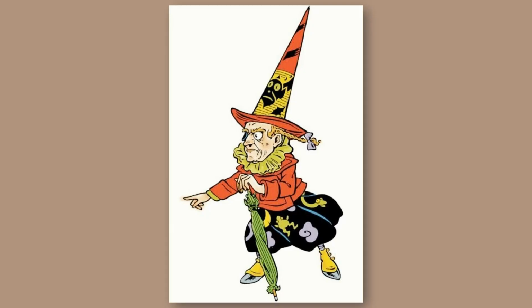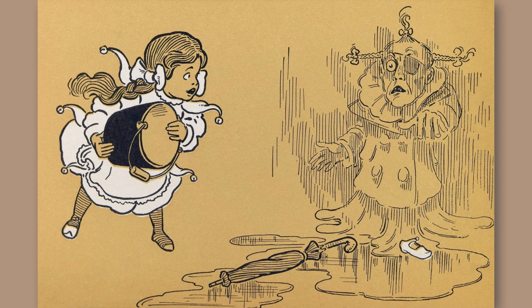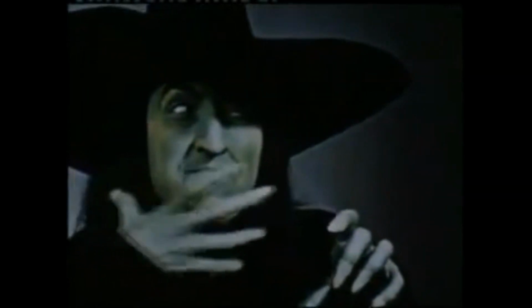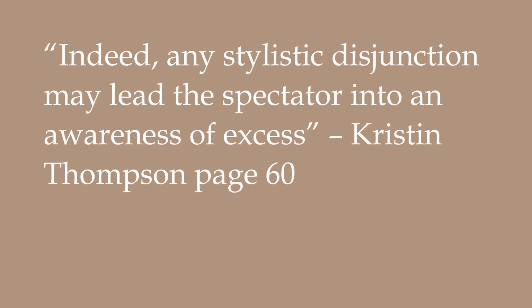Another iconic aspect of the film is the Wicked Witch of the West, played by Margaret Hamilton. Being described as physically more monstrous in the novel, Baum never officially described her as having green skin, this being a creative decision made by the scriptwriters for the film. In creating the perfect movie villain, the film used toxic green makeup containing high concentrations of copper. Hamilton herself described burns so severe that they kept her from acting for weeks at a time. Despite the new bright green colour of her skin having no impact on the story and therefore being a form of excess supported by Thompson, indeed any stylistic disjunction may lead the spectator into an awareness of excess.